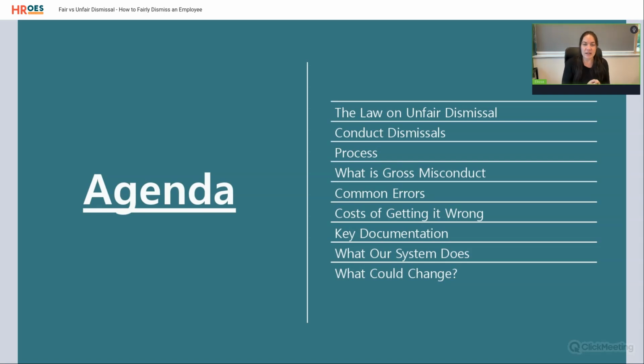We're going to talk through process, have a chat about what gross misconduct is, look at some common errors, what the costs are of getting it wrong, some key documentation that you should be making sure that you have within your suite of documents. What our system does, so if you are concerned that perhaps there are some holes or things that you could use some additional assistance with, how we can assist you, and then also what could change, so what's coming down the line with that employment rights bill, particularly because we've had some updates this week following on from the parliamentary committee process.